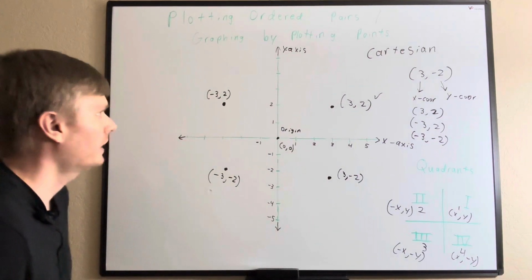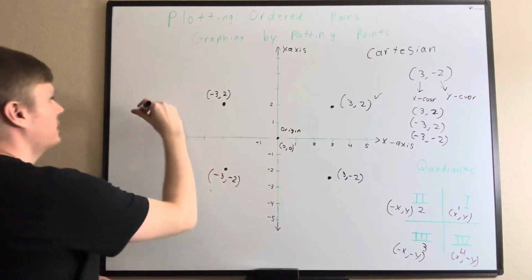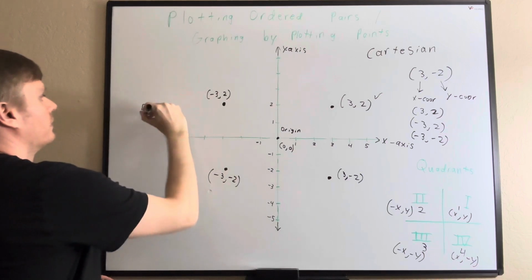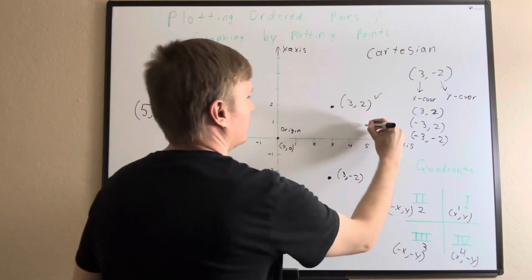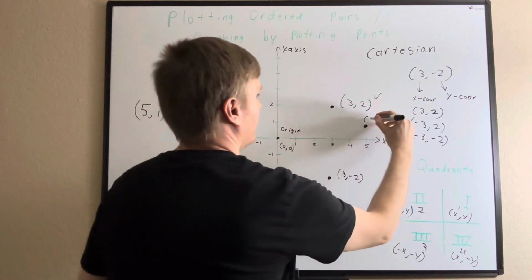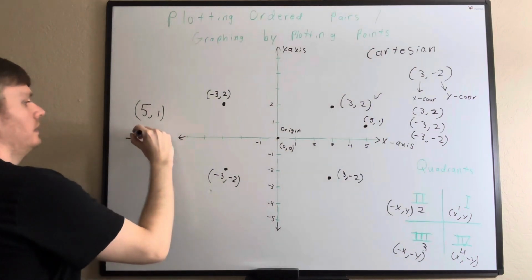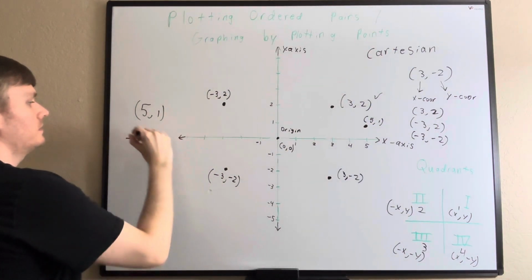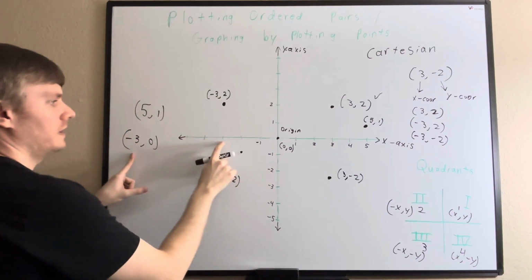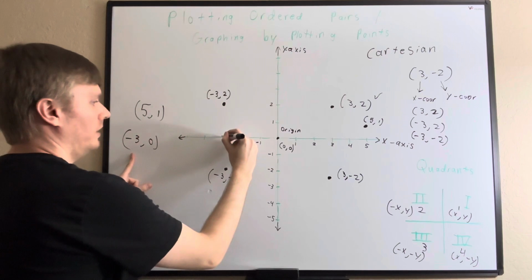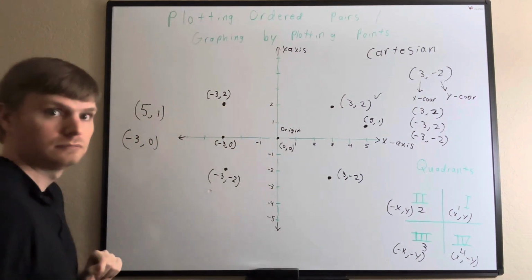You should be able to plot whatever ordered pair you're given. Let's just say 5, 1. 1, 2, 3, 4, 5, 1, boom, right there. 5, 1. Now -3, 0. Okay, 1, 2, 3, 0. We don't go up or down, we just stay right there. -3, 0.